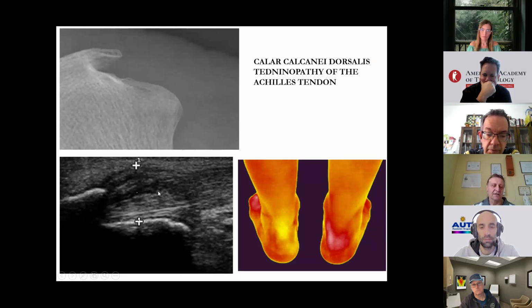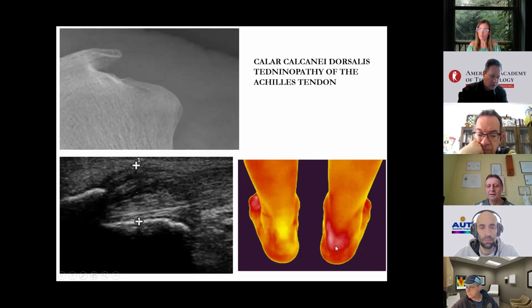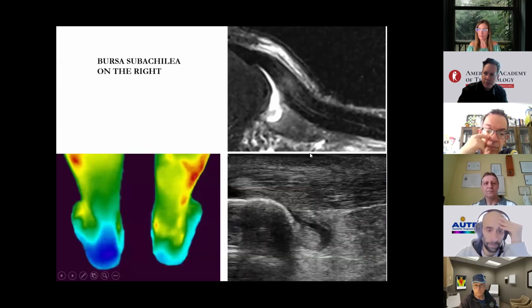Calcar calcanei dorsalis we see on X-ray and also on sonography, but the main problem is tendinopathy of the Achilles tendon. We can see enlargement of the insertion of the Achilles tendon with disruption of some filaments of the tendon and the hypoechoic filling. That means that in the insertion is a partial rupture. Due to this, we can see increased temperature activity at the site of insertion of the Achilles tendon.